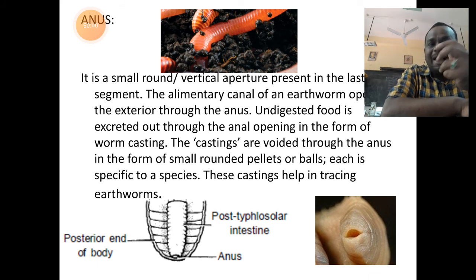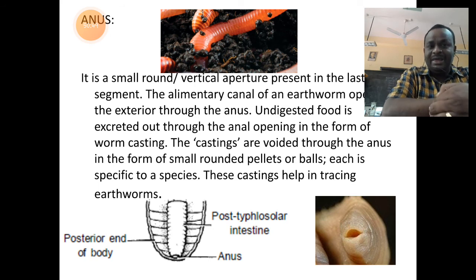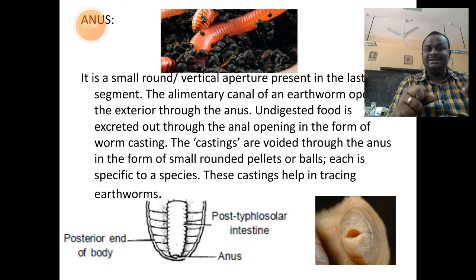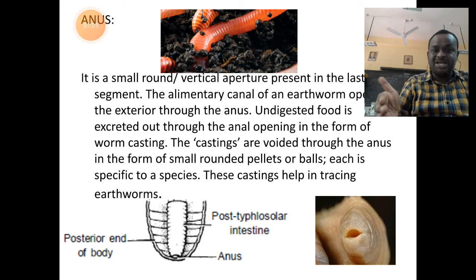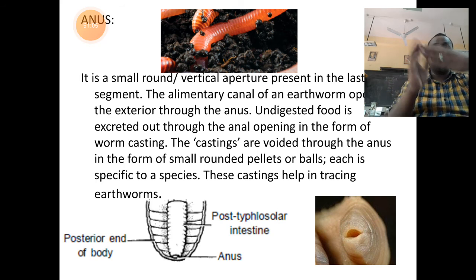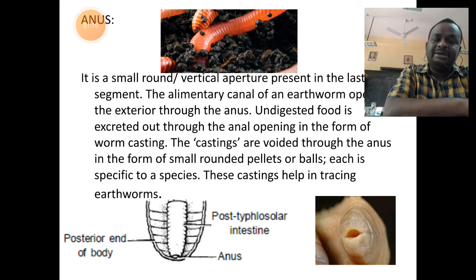So, black color round mass or balls of castings are thrown out, and this is very specific to a particular species of the earthworm, and they help in tracing the earthworm. So, wherever you find castings, based on the type of castings, we can easily make out the species as well as the tracing, trailing of earthworm. So, that is about the digestive system of the earthworm.